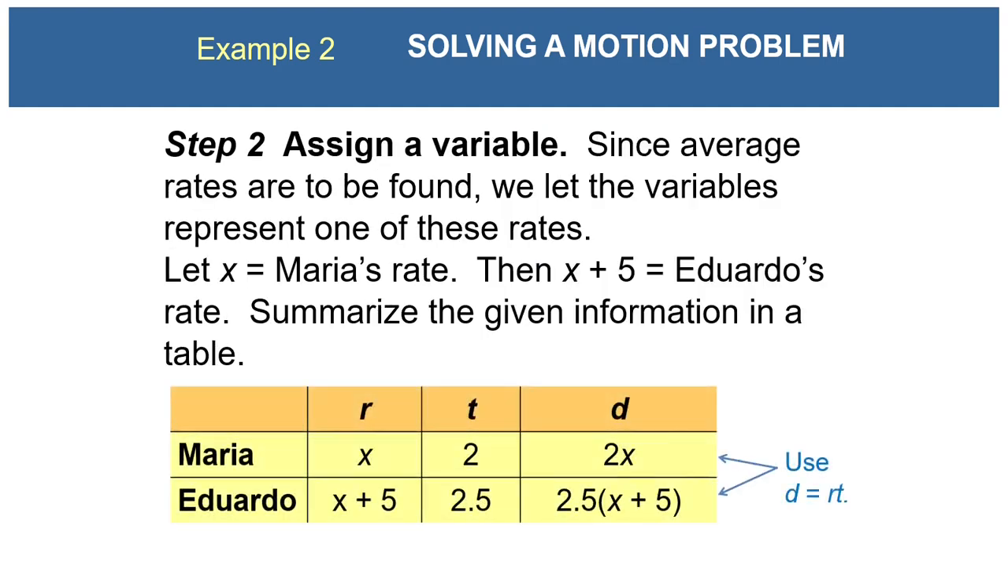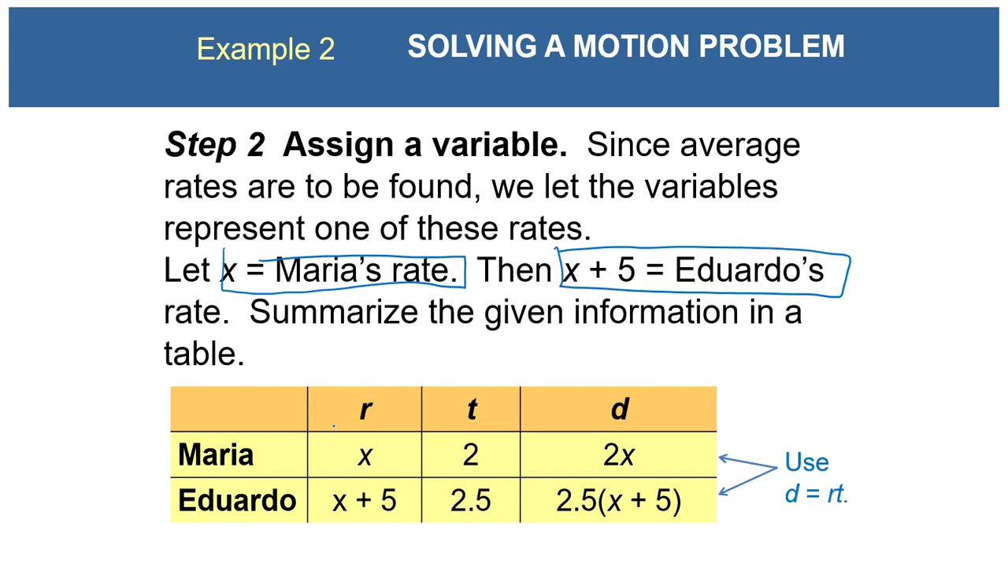Step 2, assign a variable. Since the average rates are to be found, we let the variable represent one of these rates. Let's let x be equal to Maria's rate. And so Eduardo is going to be 5 more than that, so Eduardo will be x plus 5, since he travels 5 miles per hour faster.